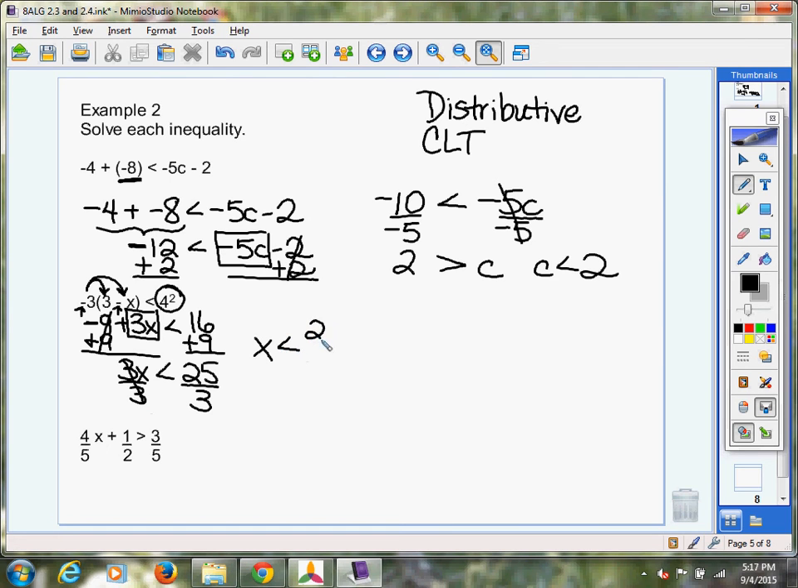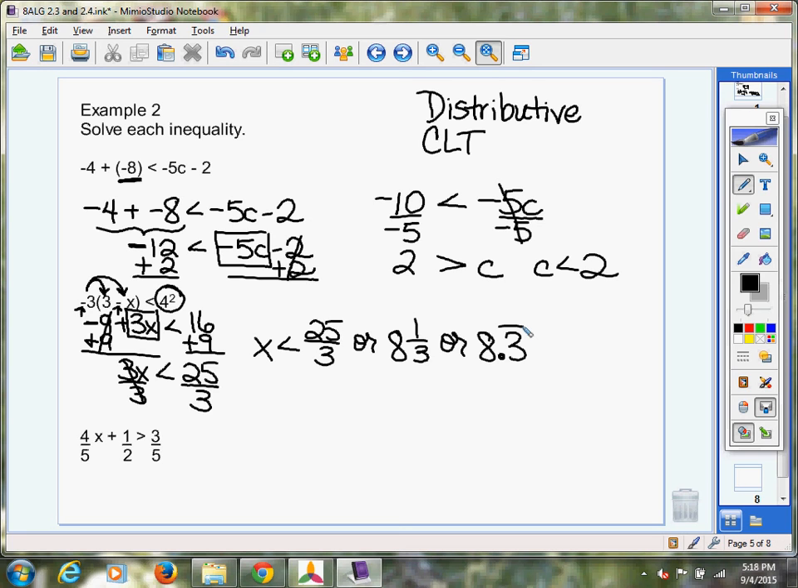So you can leave your answer in improper fraction form as long as it's reduced. You can change it to a mixed number. You can change it to its decimal form. Whatever makes you happy makes me happy, okay? Be ready to do any of that on a multiple choice test. It just depends on how they present the answer on a multiple choice test.